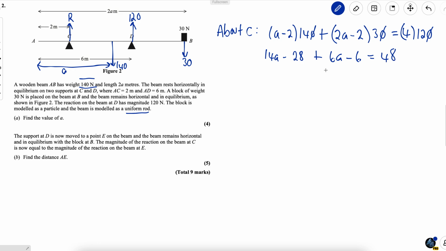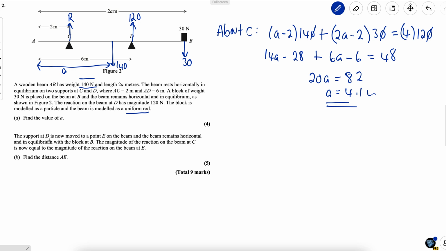So now I have 20a equals 82 and a equals 4.1. Let's just check that that's reasonable. The beam, this is 6 meters here between these two supports. If the centre of the beam's at 4.1, that looks like a reasonable distance. If we got a distance there of 1 or 20 or something like that, that should ring alarm bells.